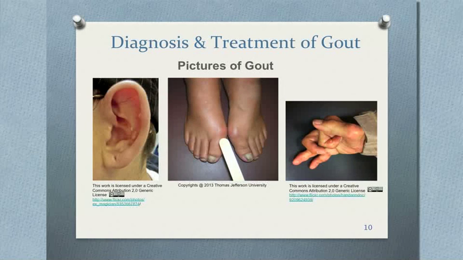Again, more pictures of gout. One of the places that we look is in the antihelix of the ear, and apparently since men are not wearing hats as much, we don't see that as often.